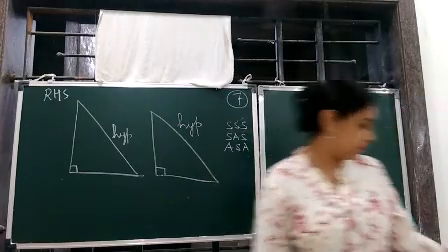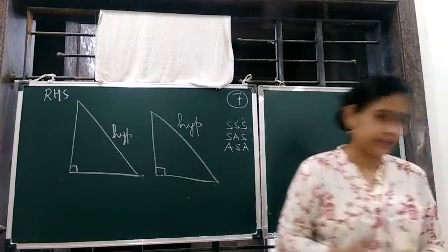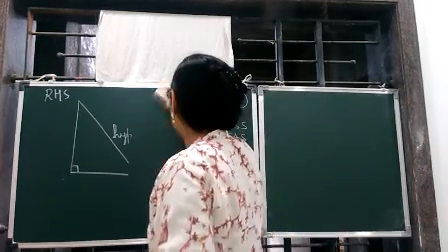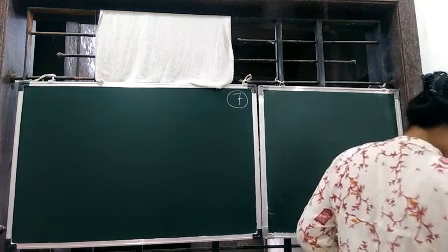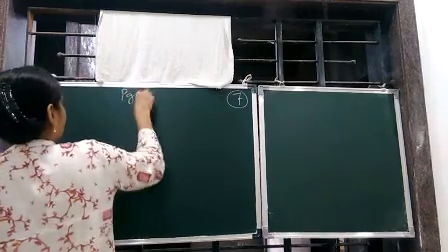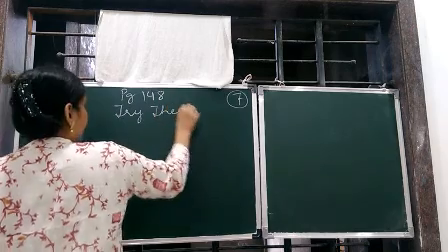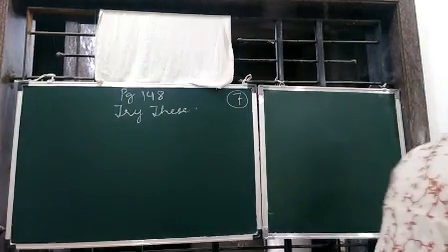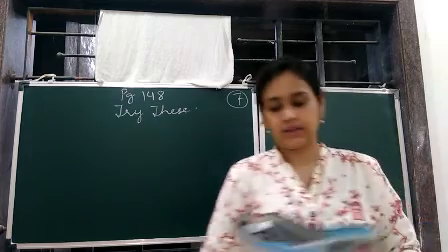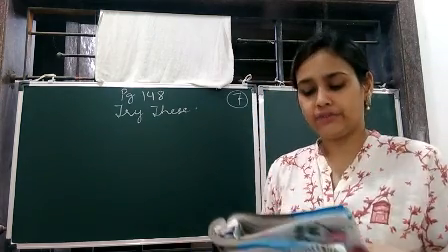Okay, so this is the RHS congruency. Now, depending upon the RHS congruency, we have the Try These. Let's go through those Try These. Try These is given on page 148. In these figures, measures of some parts are given. You have to apply the RHS rule and find out whether the triangles are congruent or not.